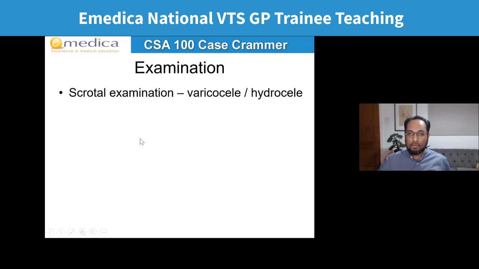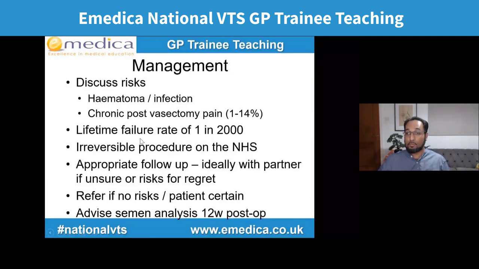And in terms of management, we want to discuss some of the risks, and people have already put some of these in there. So, a risk of hematoma, a small risk of infection, somewhere between 1 and 14%, depending on which study and who's doing it. There's the risk of chronic post-vasectomy pain, which can be really, really difficult to deal with and can cause sexual dysfunction, okay? There's a lifetime failure rate of about 1 in 2,000, and it's considered irreversible on the NHS.